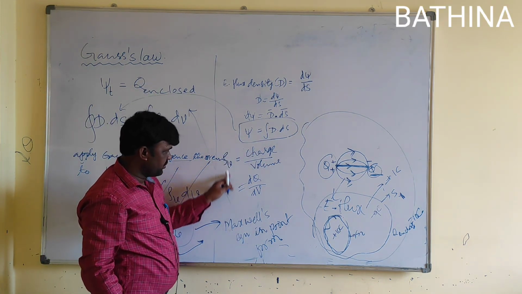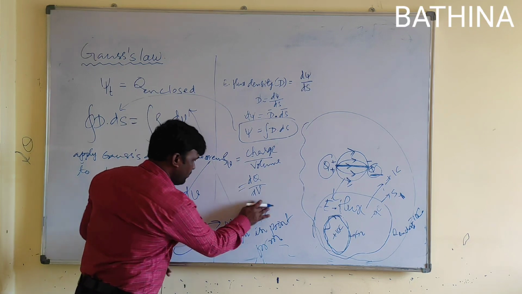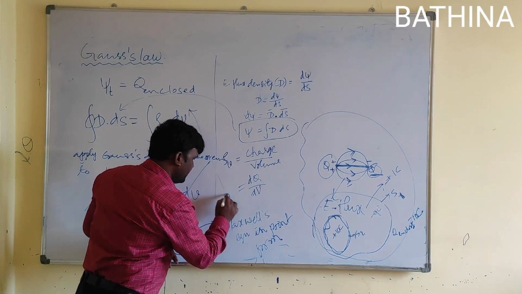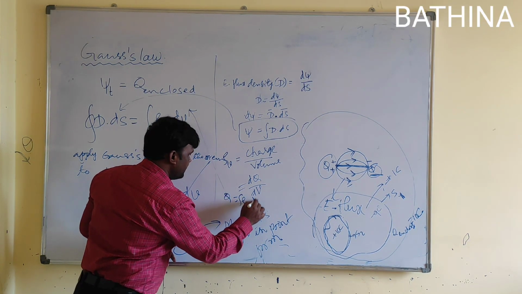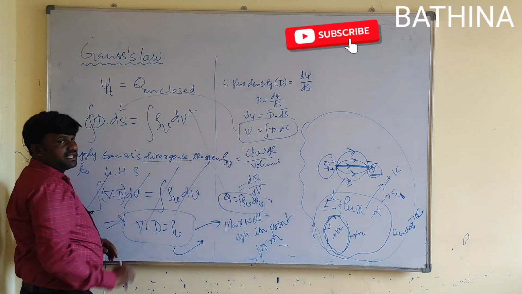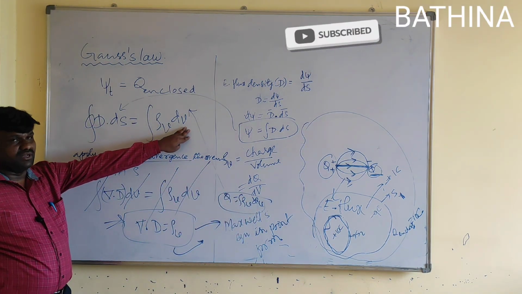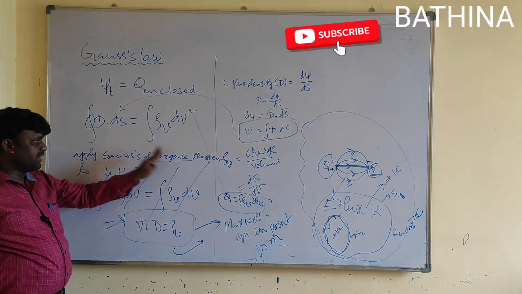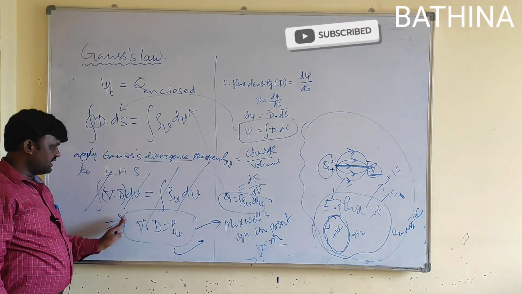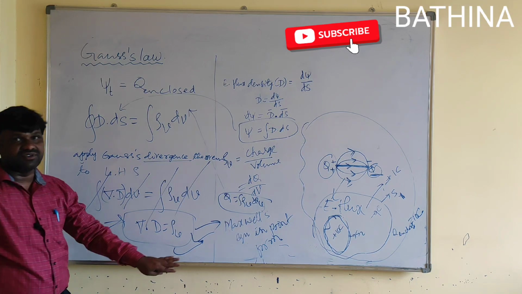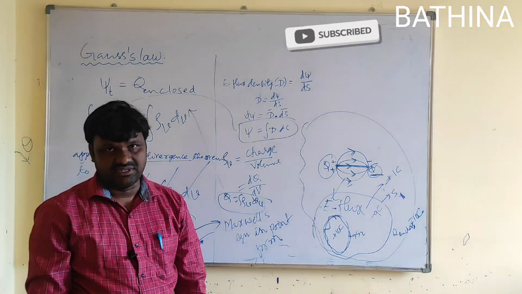According to definition, we have rho v equal to dq by dv. Finally, we have what? That is q equal to integral rho v dv. Closed surface integral, volume integral. We can convert closed surface integral by applying Gauss divergence theorem. You will get like this. And finally, we got this equation. This equation is known as what? Maxwell's equation. Thank you.